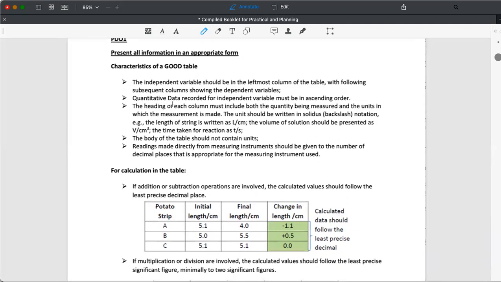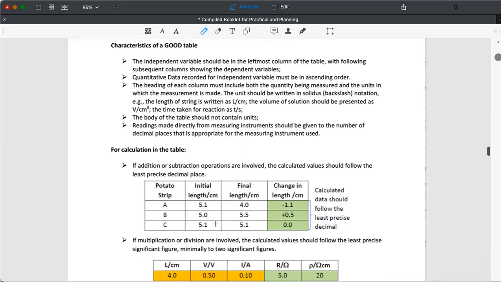The quantitative data recorded for the independent variable must be in ascending order, and the heading of each column must include both the quantity and the units. The unit should be written in solidus notation. Example, the length of the string is written as L/cm. Only slash you accept for physics. Same for other quantities. The body cannot include a unit.